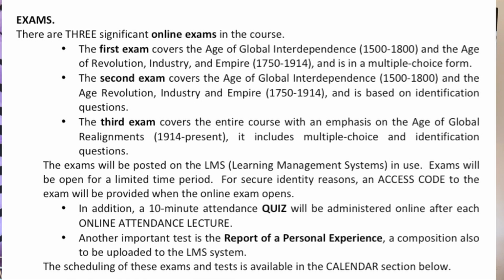Okay, so there will be three significant exams in the course. Each one focuses on one of the 3 ages we will be studying. The age of global interdependence from 1500 to 1800, the age of revolution, industry and empire from 1750 to 1914, and the age of global realignments from 1914 to the present day.